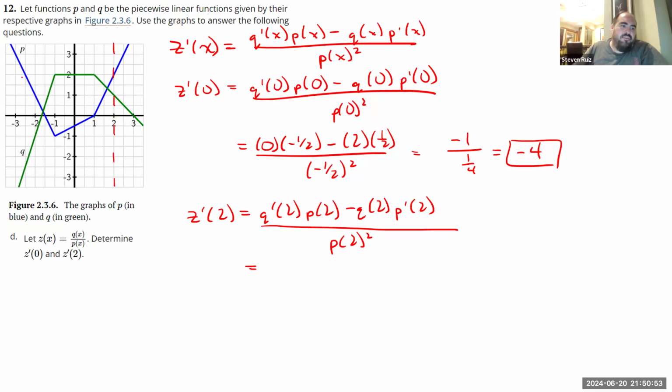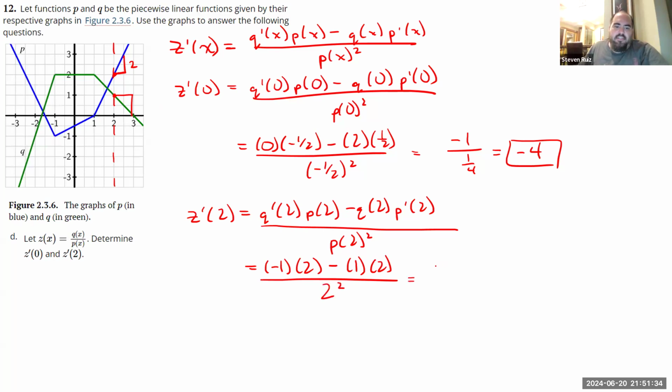So what is q prime of 2? So the slope of the green graph at x equals 2 is -1. And the value of function p at 2 is 2. All right, what's the value of the green graph at x equals 2? That's 1. And p prime of 2. So what's the slope of the blue graph? Looks like +2. And finally, over the square of p of 2, which we said was 2.